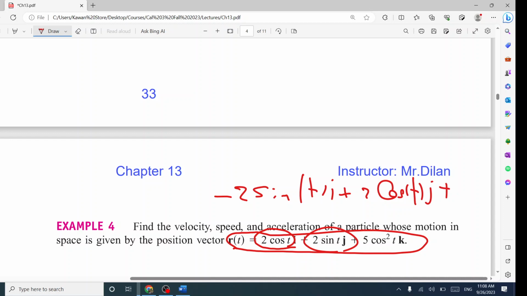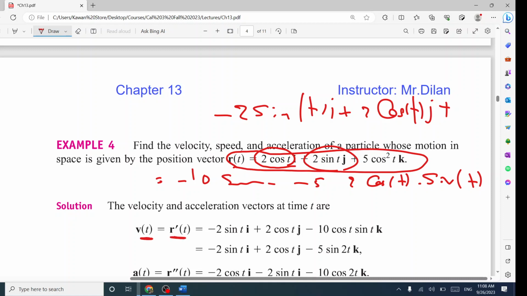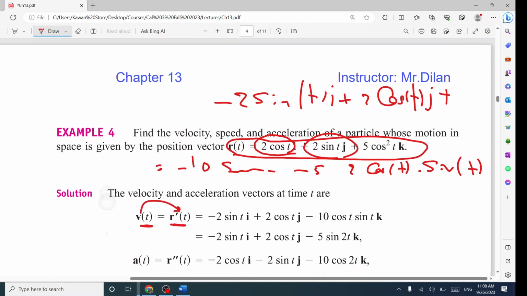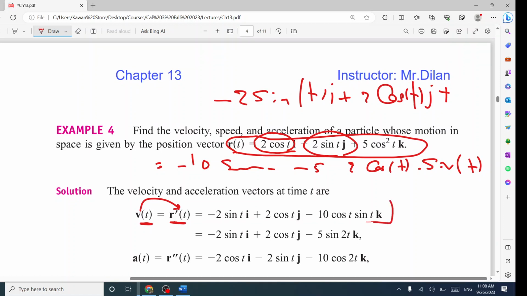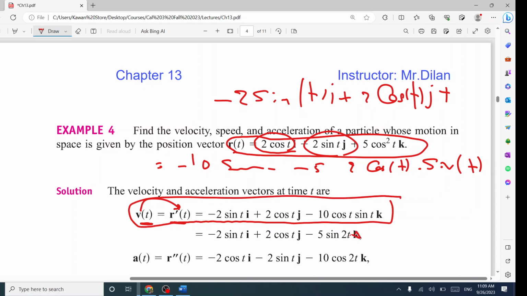Derivative of the third one: 5 times the derivative of 2 cosine t, multiplied by the derivative of cosine, which equals minus sine t. So it will be minus 10 sine t cosine t. Do you agree with me? Like Calculus 1, it's easy. Shall I repeat it? No. So here's the velocity. Clear?